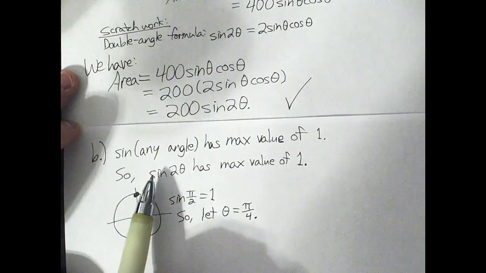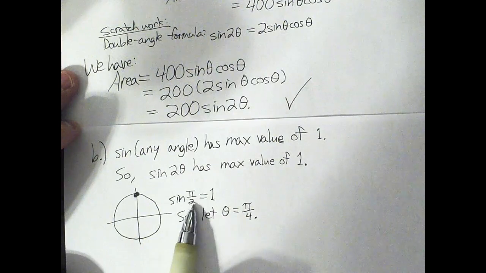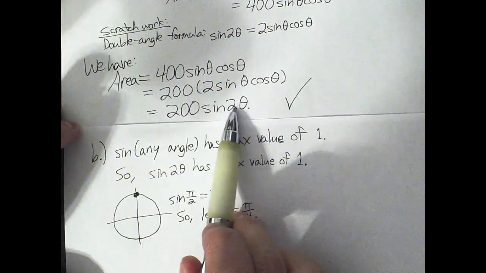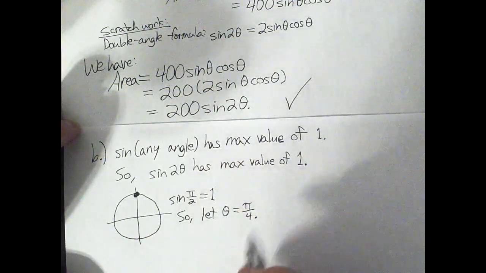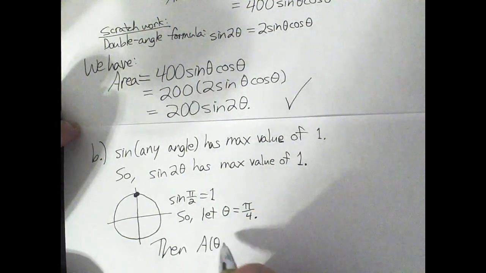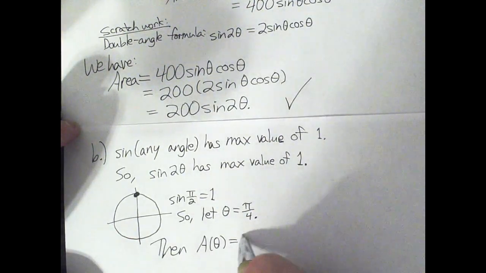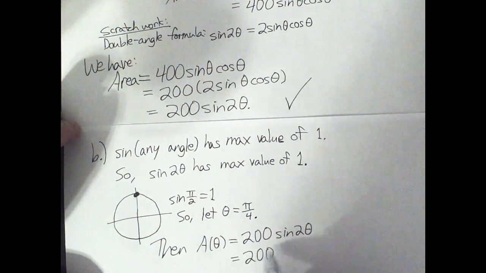Because then when we do sine of 2 theta, we're going to get sine of pi over 2. Yeah, the area formula has sine of 2 theta. So if we put in pi over 4, this is going to work out. So then the area is going to be, well, let's write out this formula. It's going to be 200 times sine of 2 times pi over 4.